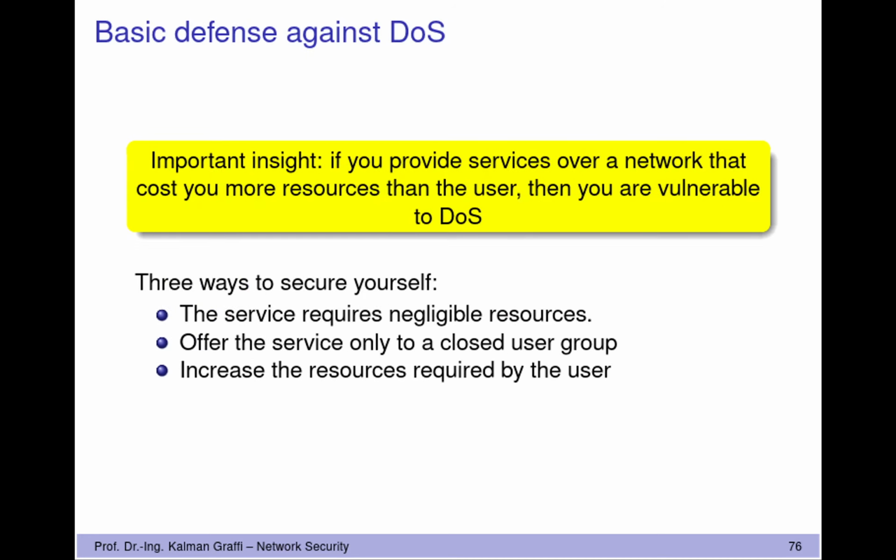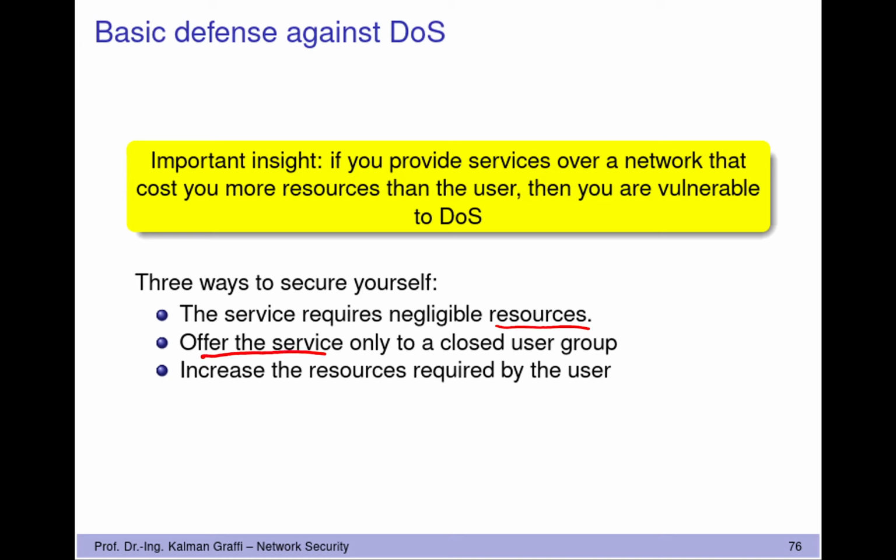So basic defenses, what you can do in order to not get overwhelmed, is to either reduce the resources that you invest in a communication. So ideally, the requester should invest more resources. If the request is larger than the response, then it would be more reasonable for the attacker to simply send the request, or to use that bandwidth to address the victim. So you need to increase the resources on the sender side, on the attacker side, or reduce your own resources.